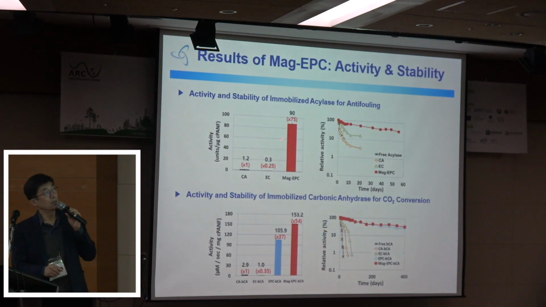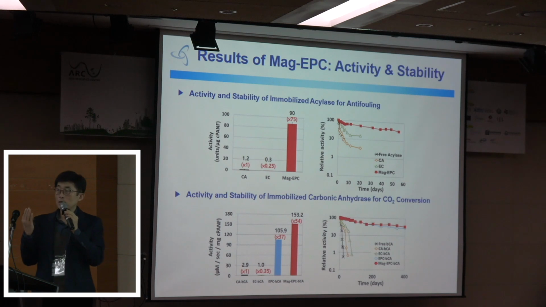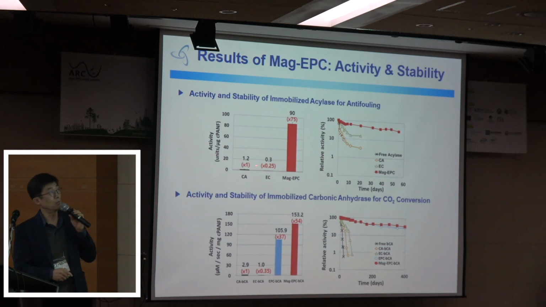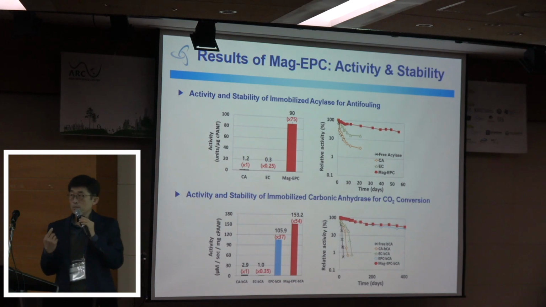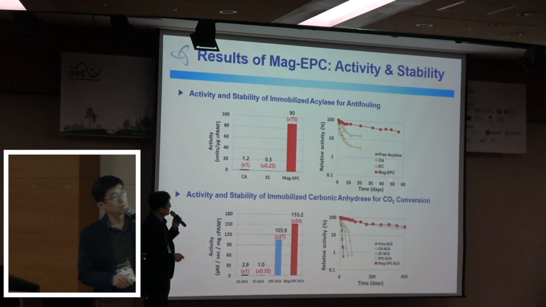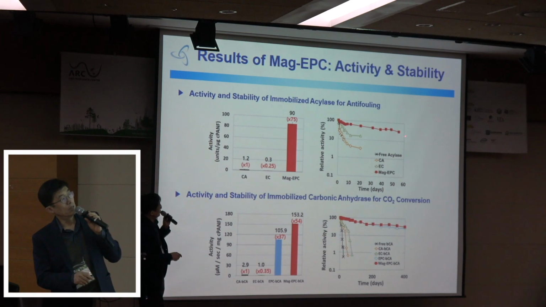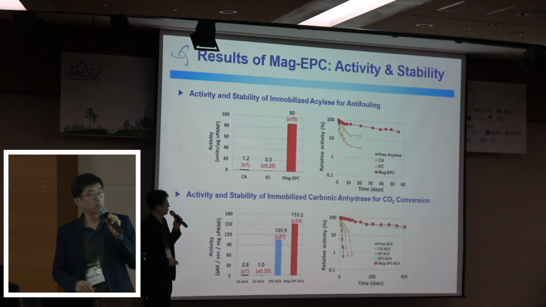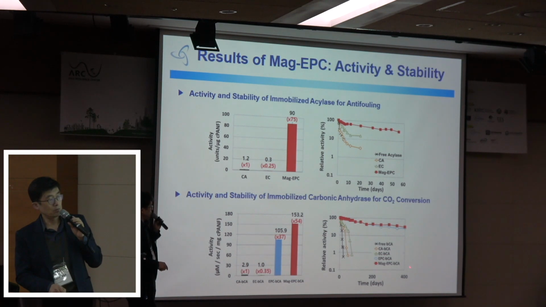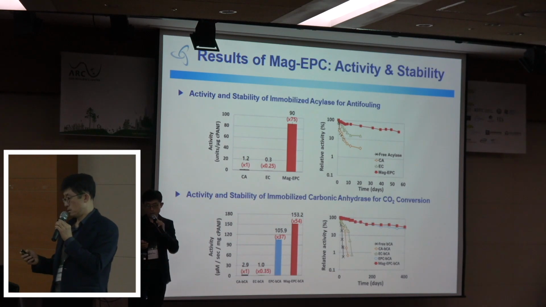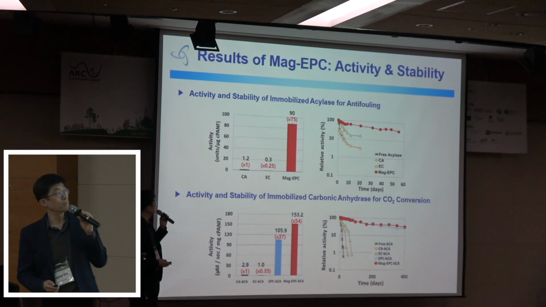This is the enzyme activity, which represents part of the enzyme loading. As you can see, we can improve the loading by 75% and 55%. This is the enzyme for anti-fouling, and this is for CO2 capture. Stability-wise, as you can see here, for 60 days you can stabilize the enzyme activity. In the case of CO2 capture, it is 400 days. We got very decent activity.